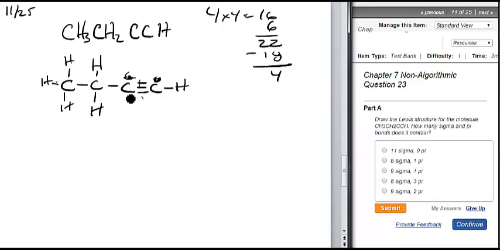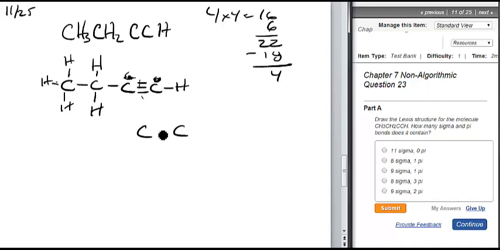So the question is, how many sigma bonds? Well, 1, 2, 3, 4, 5, 6, 7, 8. There's one in between those carbons. 9 sigma bonds, and then 2 pi bonds.